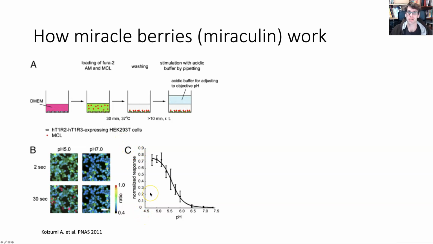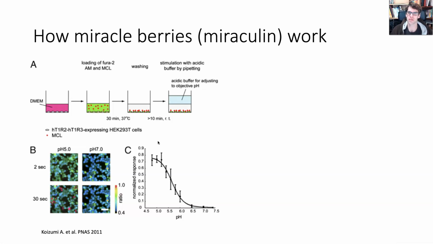So acidity is basically sour, right? If something is low pH, it's more sour. And what they found is that in the presence of miraculin, these sweet cells, which should only really be responding to sugar, are now also responding to pH, which makes sense.